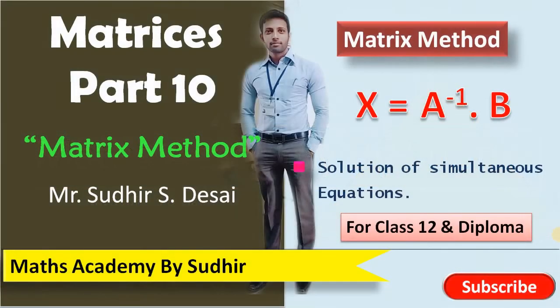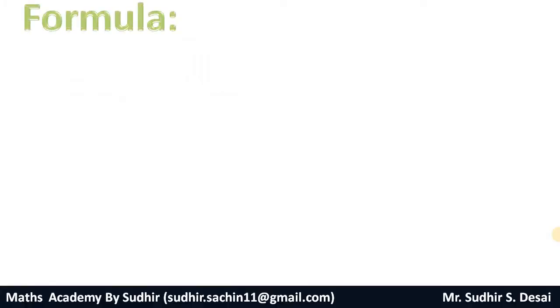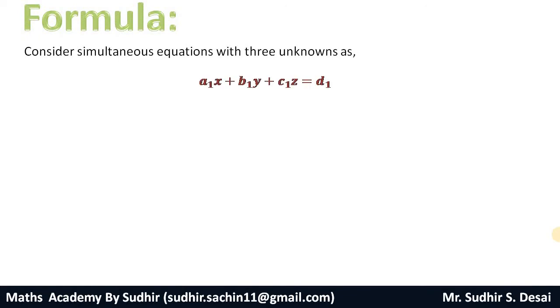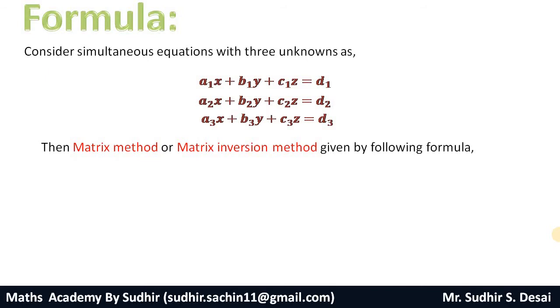In this video lecture we are going to study the matrix method for finding the solution of simultaneous equations in three unknowns. So let's see what the formula is. Consider simultaneous equations with three unknowns as a1x plus b1y plus c1z is equal to d1, a2x plus b2y plus c2z is equal to d2, and a3x plus b3y plus c3z is equal to d3. We have to solve these equations using the matrix method, which is also known as the matrix inversion method.